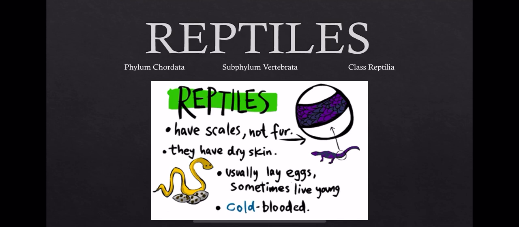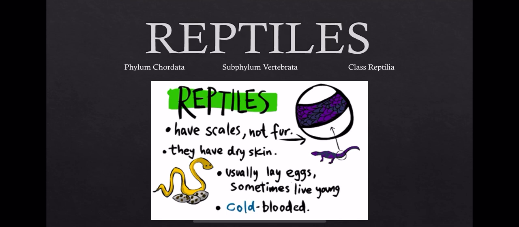So like I said, today we're focusing on reptiles. So still in phylum Chordata, subphylum Vertebrata, and now we're talking class Reptilia. If you look at the little picture that you've got on your slide here, it's giving you some of the major characteristics of reptiles, specifically their dry skin, having scales. They're typically oviparous, laying eggs, and they are cold-blooded.